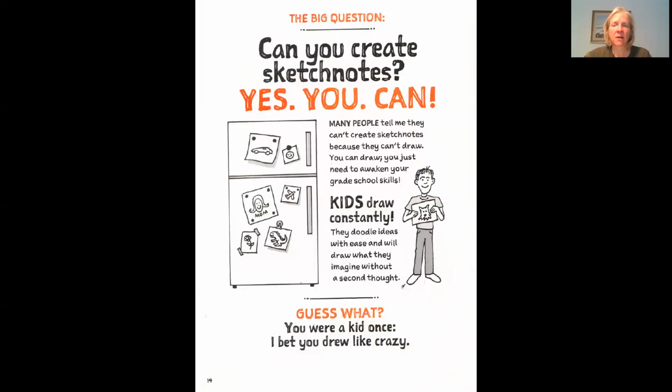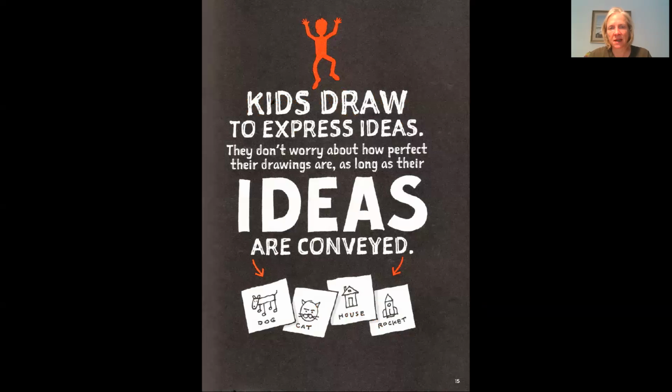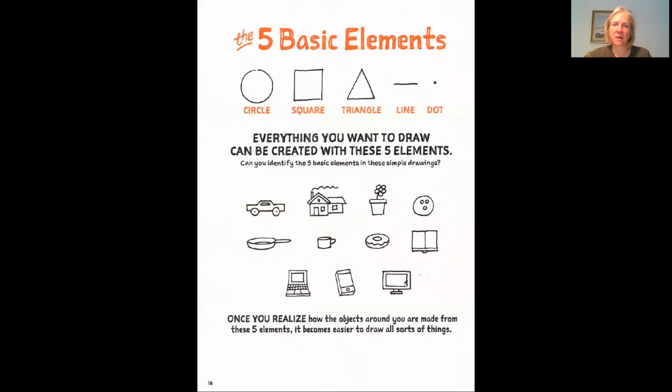And I think a lot of people go, well, I can't draw, so therefore I can't do sketch notes. But his point is kids draw constantly, and they might not draw brilliantly, but often you know exactly what they've drawn. And most kids draw all the time. So it's just reconnecting with your kid's brain and starting to represent ideas. You're drawing a dog or a cat or a house or a rocket, you can convey these really quickly and really easily. They're not hard to draw. You don't have to be an artist.